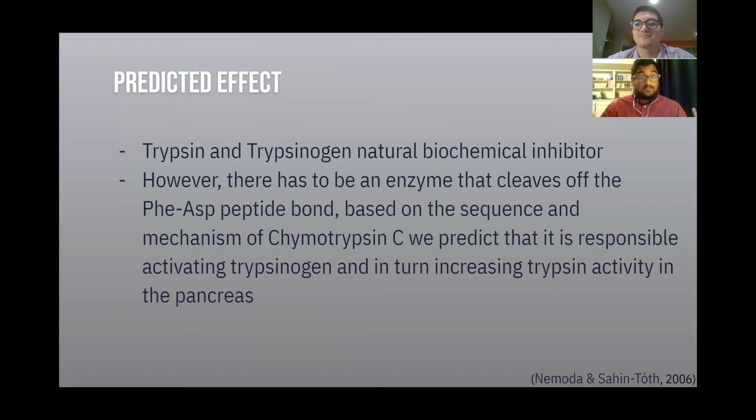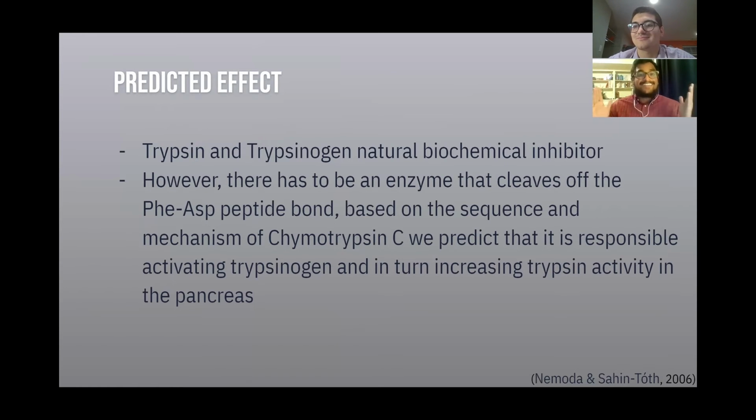And so that's what most scientists are going to be asking. What is the enzyme that's cleaving trypsinogen? What is cleaving off the phenylalanine-aspartate peptide bond that is responsible for repelling the two, being the natural biochemical inhibitor that causes pancreatitis? Great question.